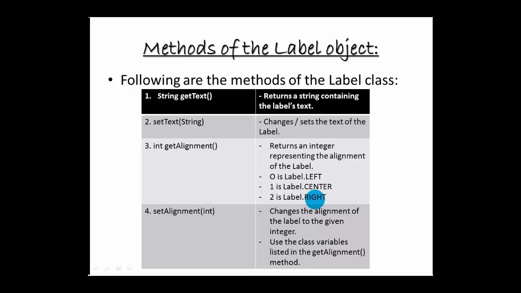Similarly, you can also set the alignment of a predefined label. If it is already in the center and you want to shift it to the right, you will just call setAlignment, and in the brackets you will pass 2.